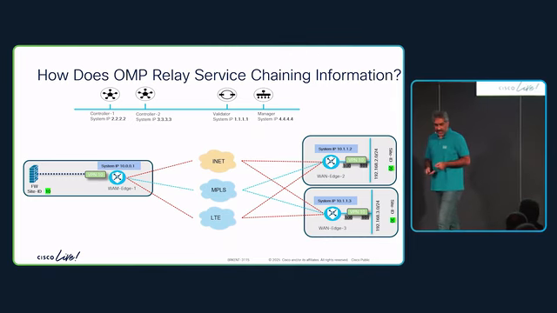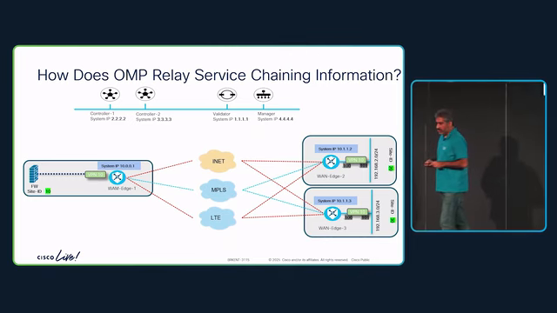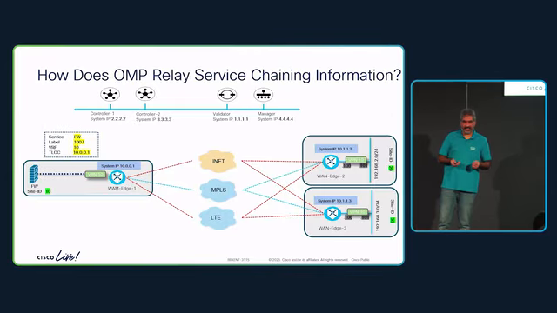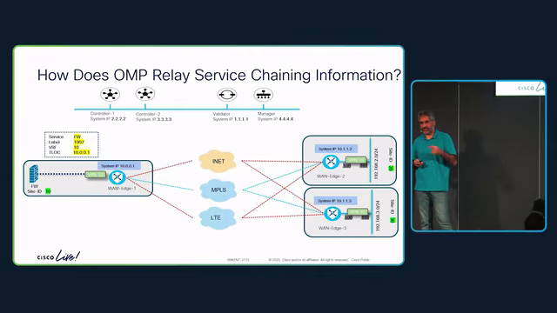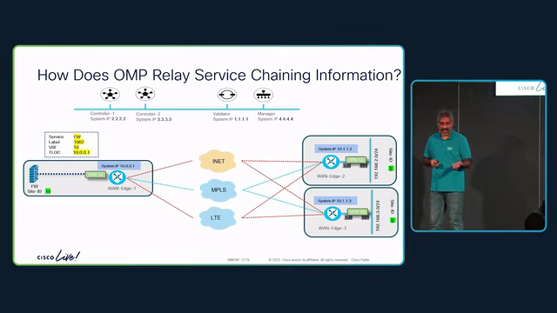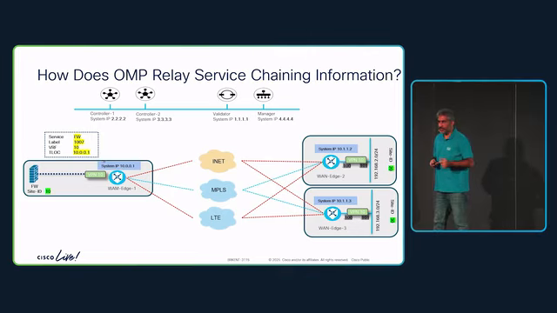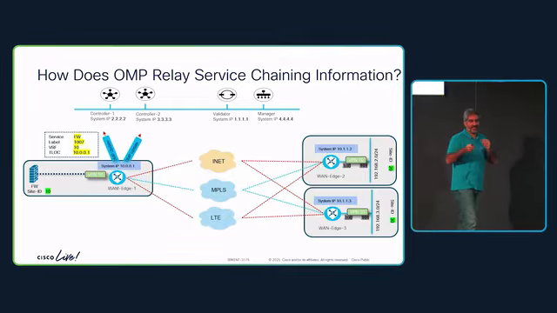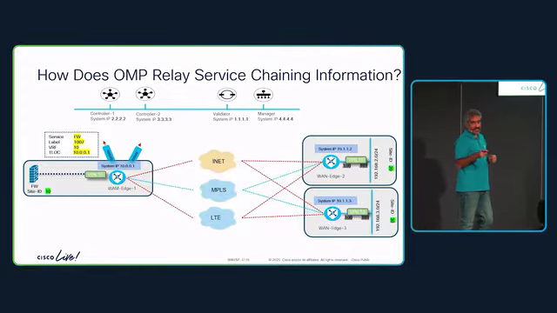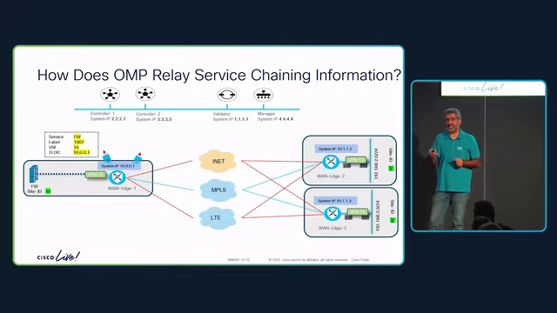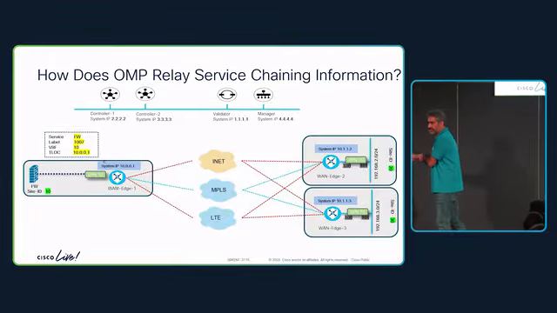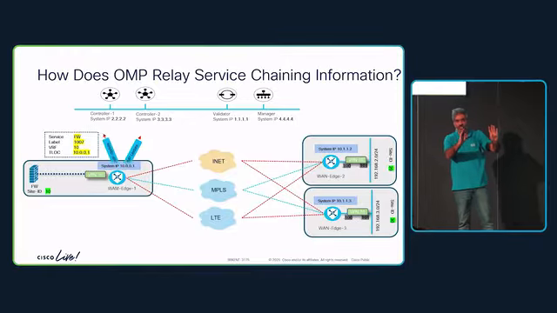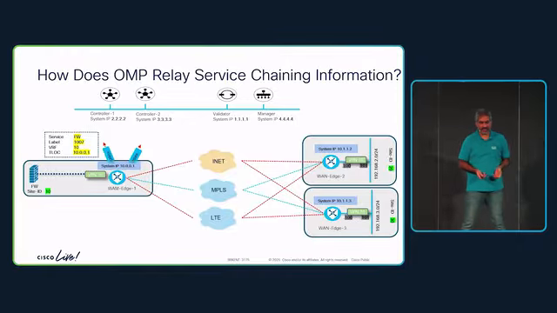So how does OMP play a role in service chaining? Once the service is identified and attached, the label is created by the WAN edge devices, and then OMP is used by the WAN edge devices to advertise that service towards the SD-WAN controller. The key point is that the service information is not sent towards the other WAN edge devices. It is only advertised to the controller, and the controller knows that I have that service available in the SD-WAN fabric.